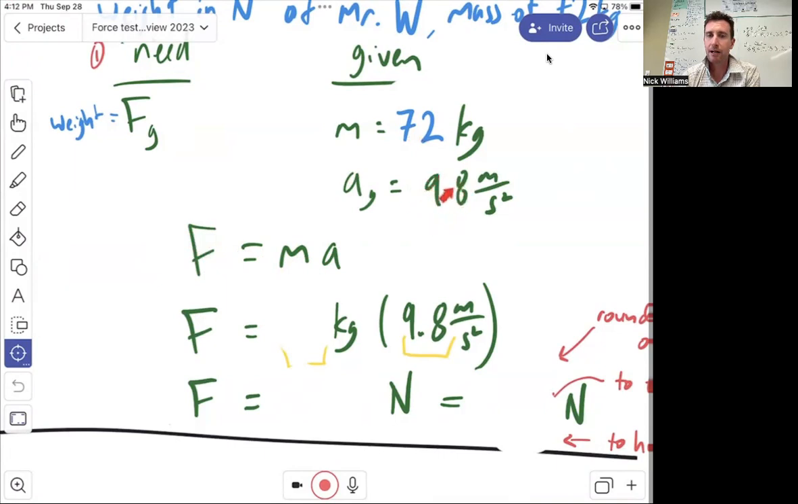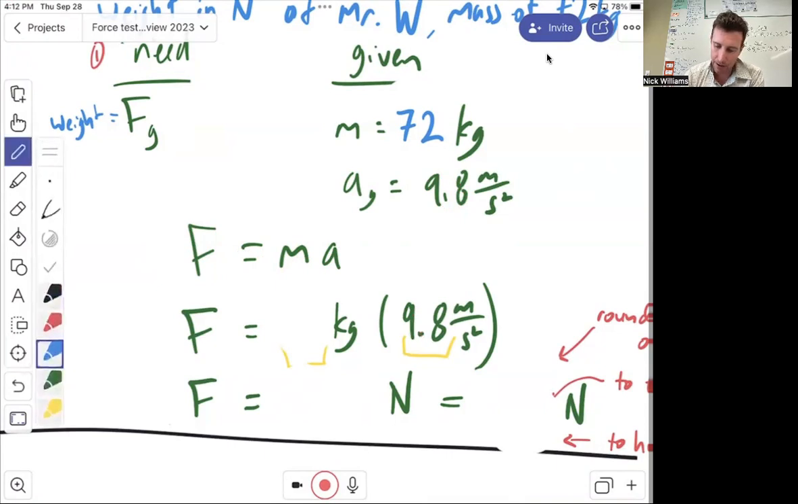So I'm going to take my acceleration value and plug it in where I had acceleration. I'm going to take my mass value, which was 72 kilograms, and plug it in where I had my M. And then finally, I can multiply those things through and solve. So I take out my calculator, and I get 705.6 newtons. So my total weight in newtons is going to be 705.6.